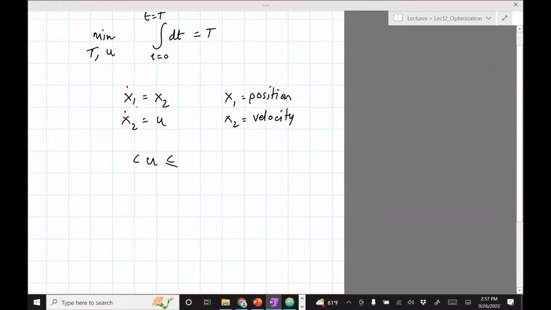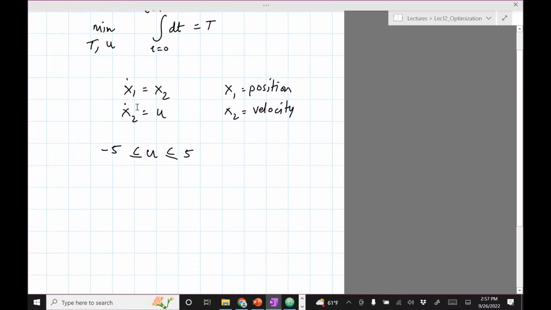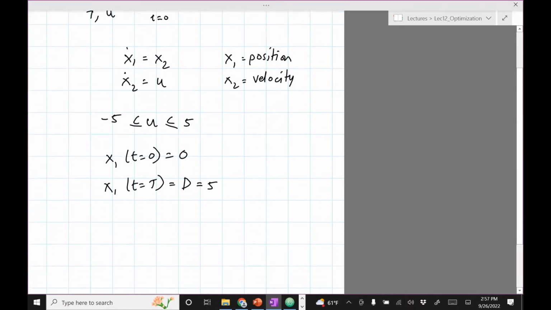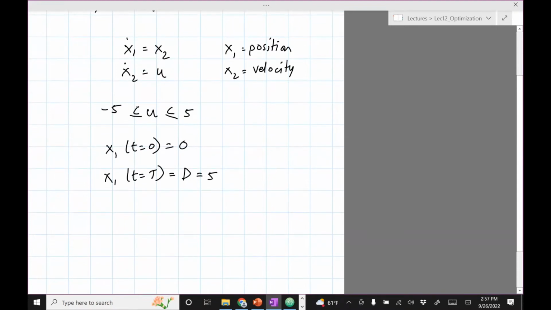I have bounds on my controls. And then I finally have these constraints on the motion, which is the position at time t equals 0 is 0. Position at time t equals capital T is d, and I'm just going to assume some number, fine. And then x2, which is my velocity at time t equals 0, is 0, and velocity at time t equals capital T is 0.